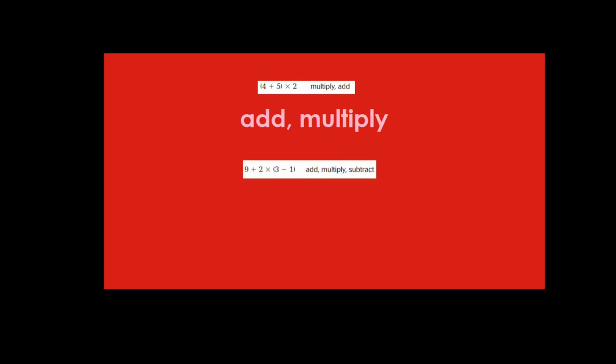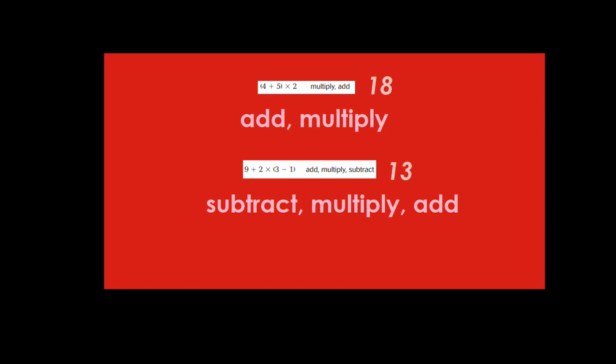Now pause the video and see if you can figure out the order of this one on your own. This one you would subtract first because that is in parentheses, then multiply, then last you would add. And in case you wanted to figure out the totals, here's what they would be.